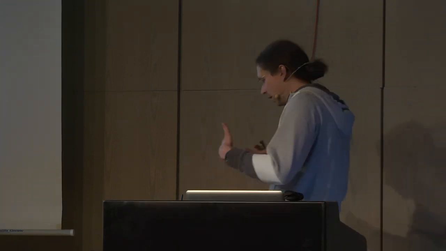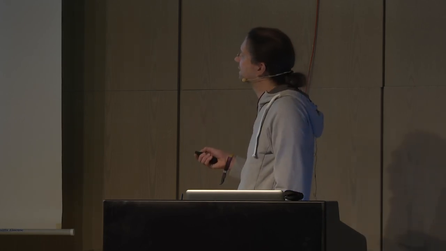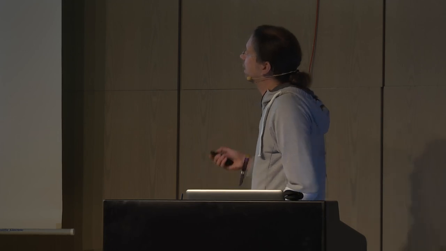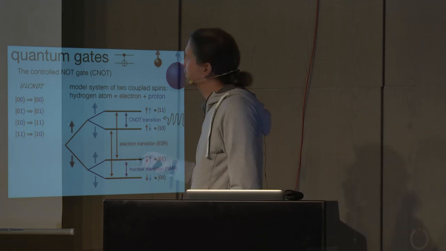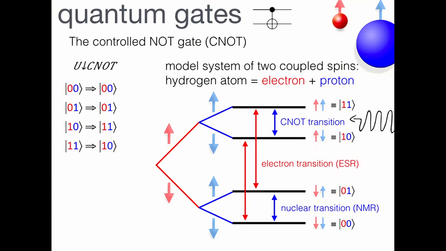And now we do something that is called nuclear magnetic resonance, NMR. Again, an electromagnetic pulse, but a different energy and frequency. And what we do here now is we choose wisely that the pulse has this energy here. And then we have exactly the CNOT transition, because only if the electron is spin up, we will have a transition between those two states.